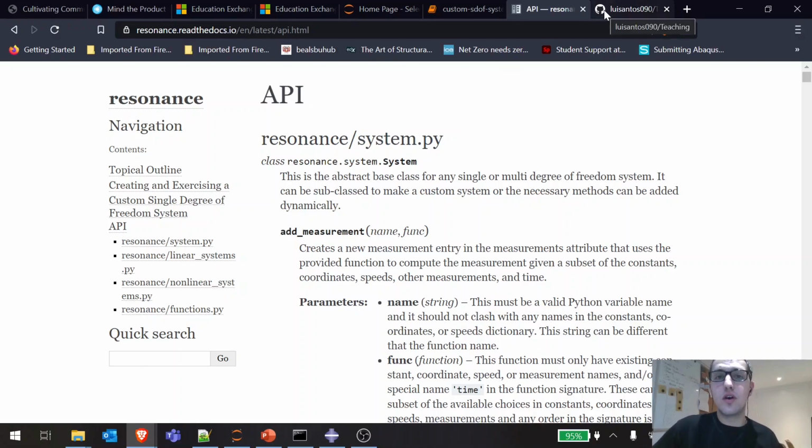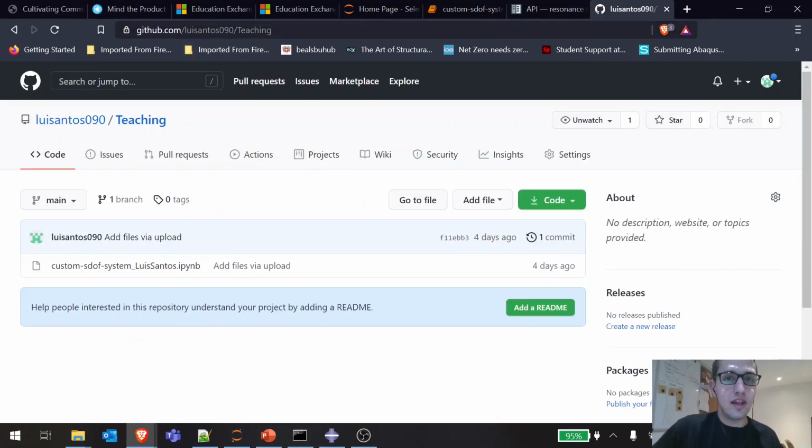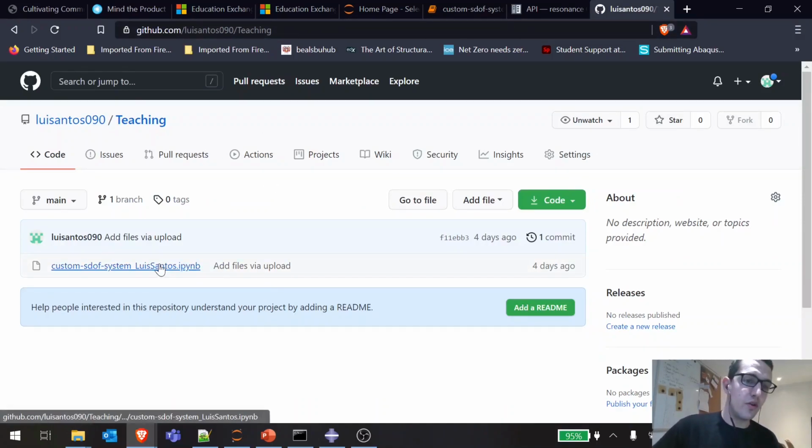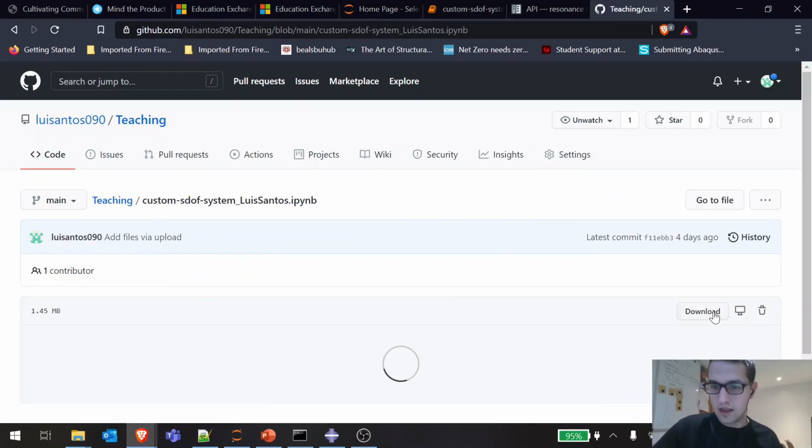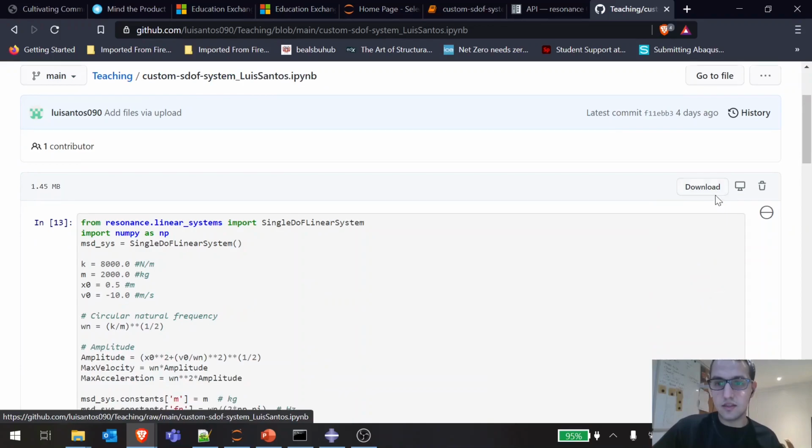I'm also going to show you how you can play with it with the code that I'm going to show you. I'm going to give you the link to my GitHub where you can find the file here, which is this custom SDOF system Luis Santos. And then you can download it with this button. If you don't know how to run a Python Jupyter notebook, I also have a video about it, and you can check that out to learn how to do it.